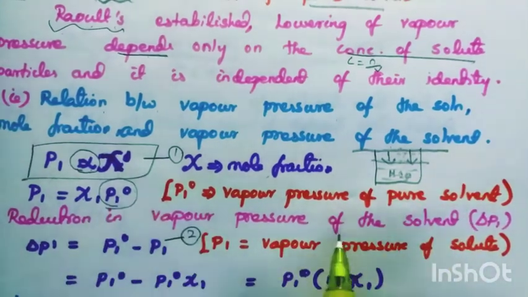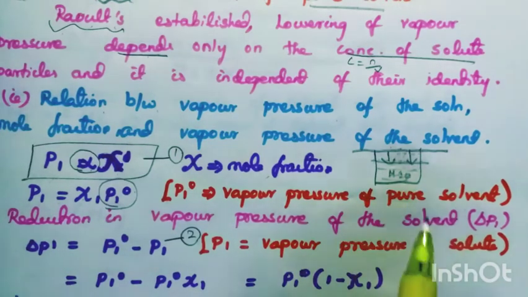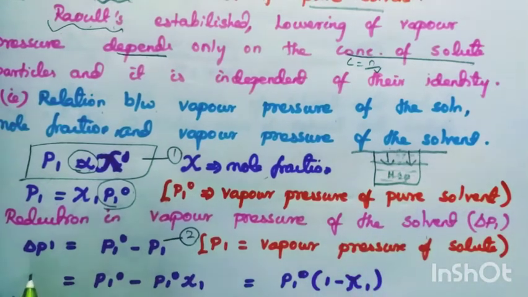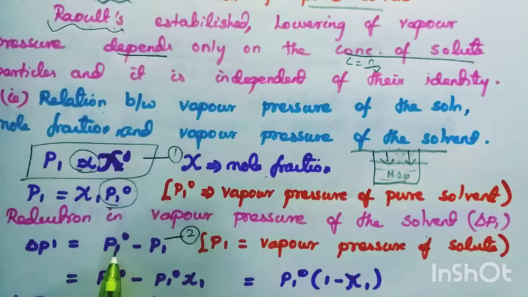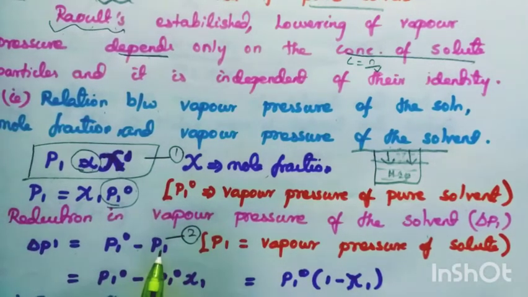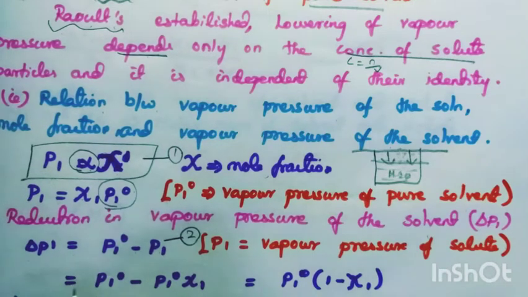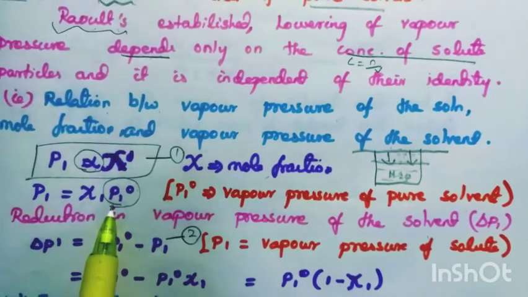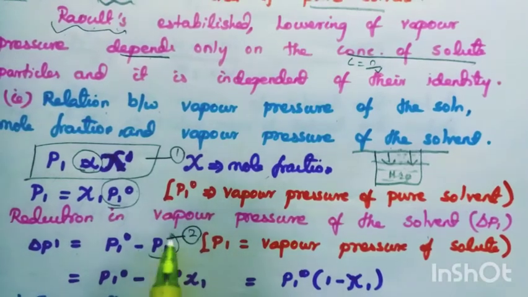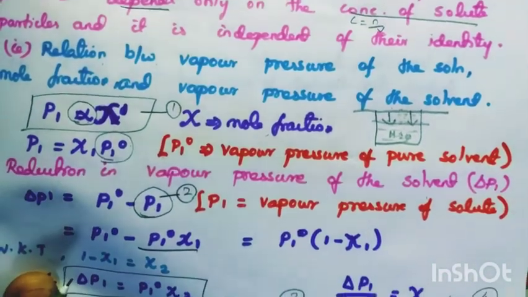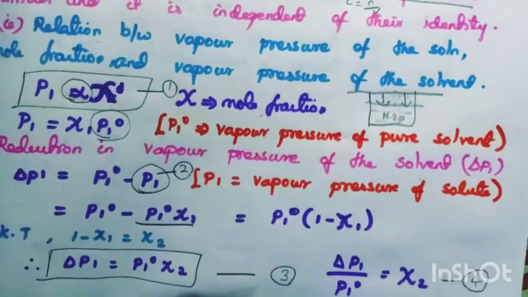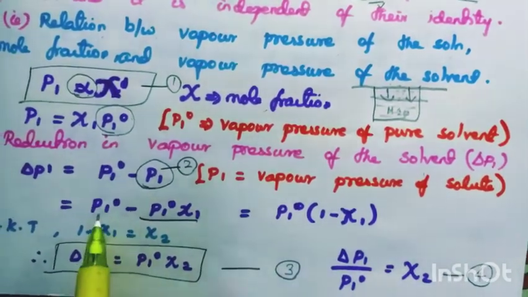This is the reduction in the vapor pressure of the solvent. Initially it is high for the pure solvent, and when it comes to the solution, it decreases. So delta P1 is equal to P1 naught, that is pure solvent, minus P1, that is solution. This can be written as P1 naught minus X1 into P1 naught, since we know P1 is X1 into P1 naught.